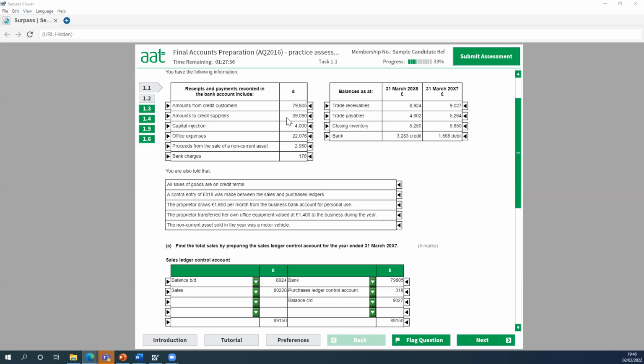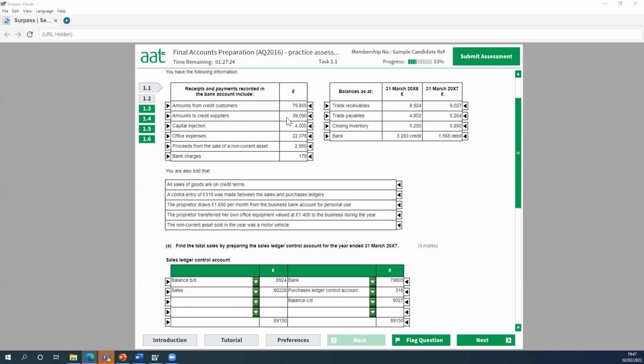And then we've got a bit more information, which says a contra entry of £318 was made between the sales ledger and purchase ledger. So remember, that's a situation where your customer is also a supplier. So rather than say, there's £318 for you, off the money that I owe you, and they say, there's £318 back, we don't obviously do that. So we adjust it through the accounts, and you'll see that when we do the sales ledger control account shortly.